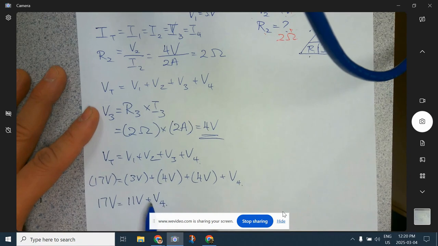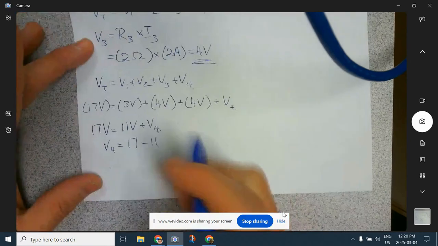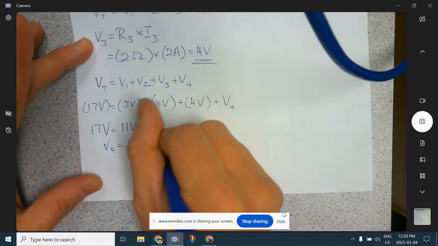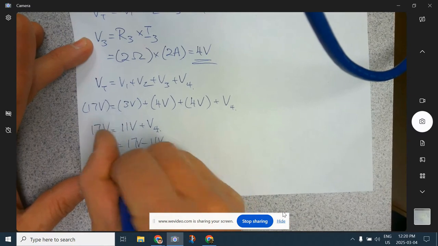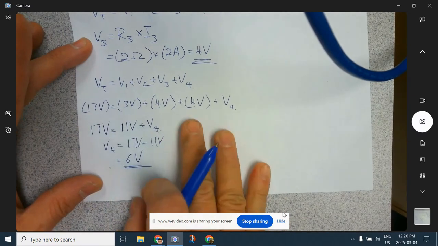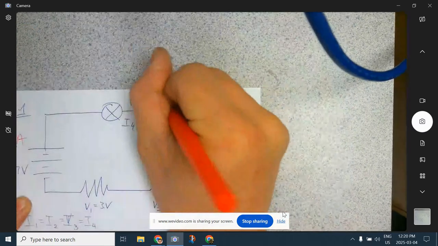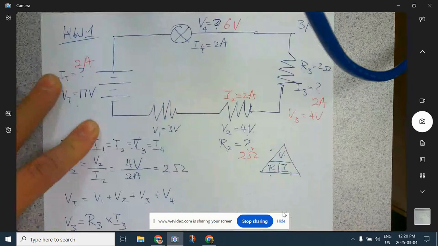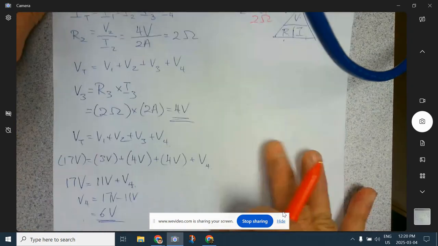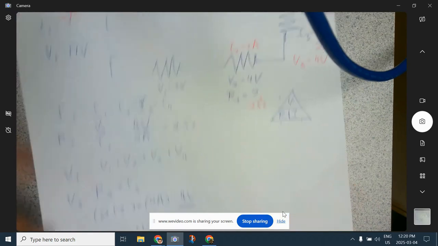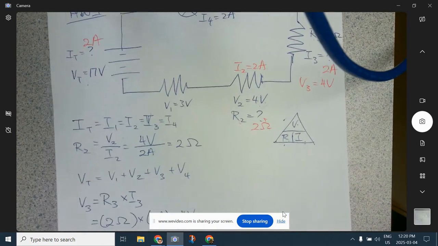So to find what V4 is, it's just 17 minus 11. 17 minus 11. So in this case, it will be 6 volts. V4 is 6 volts. So right now we also have that piece of information here. V4 is 6 volts. Okay? So check your answers. Check your answers. Okay? Now, I'm going to do question number 2. Now, question number 2 is trickier.